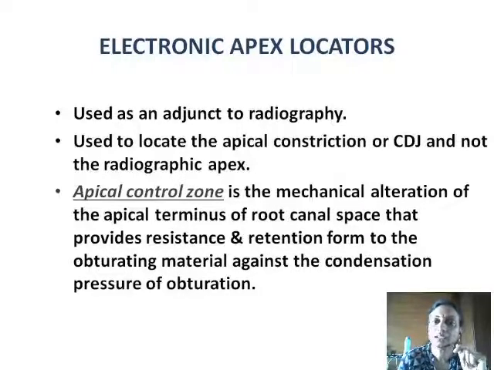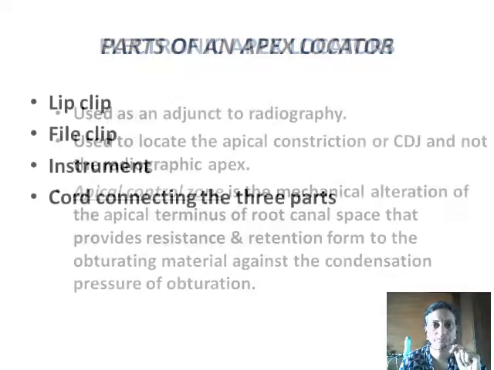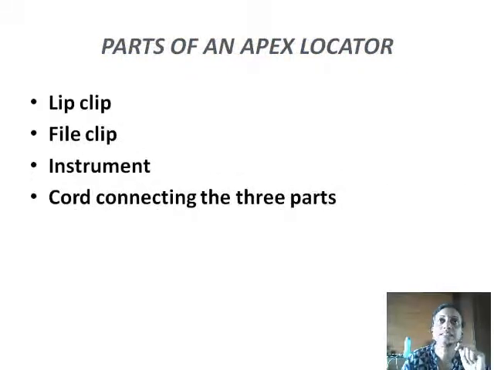Now the apical control zone is the mechanical alteration of the apical terminus of the root canal space which provides the resistance and retention form to the obturating material against condensation pressure of obturation. Therefore, this needs to be properly located and prepared, and modern apex locators give a fairly accurate description of the same.